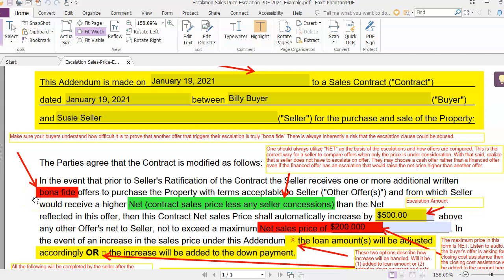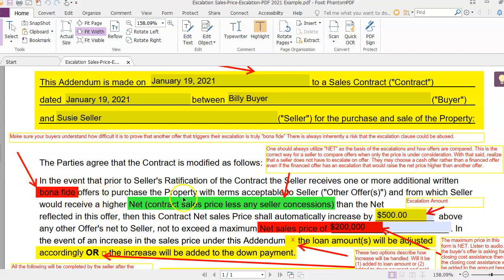They could do anything they want. But to make sure that the offer that triggered an escalation truly was legitimate and not just somebody else in their office writing up an offer so you can trigger the escalation, or their sister-in-law writing up an offer so they can trigger an escalation. Just warn them that that does exist, and we'd love for people to be upfront, but unfortunately that's not always the case.